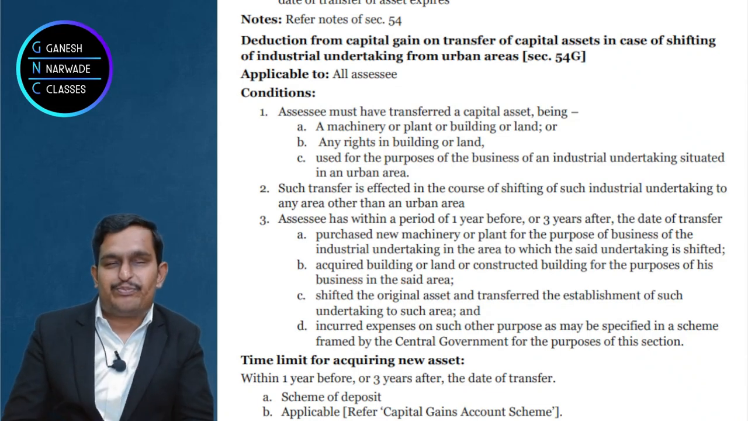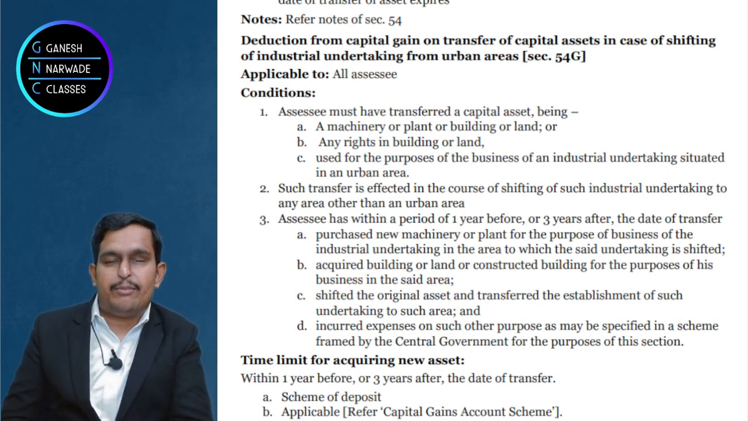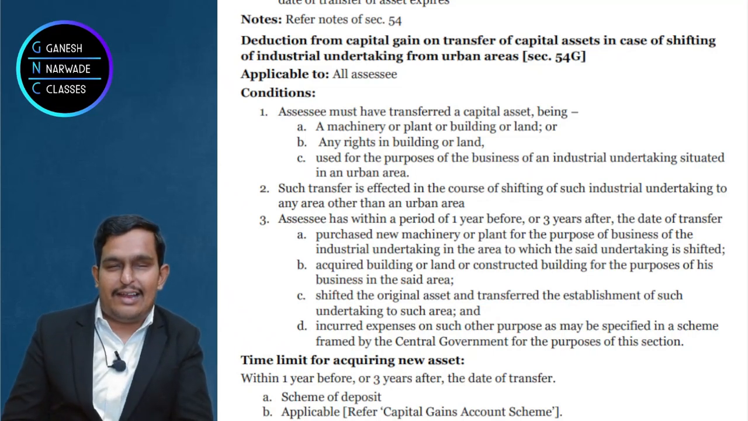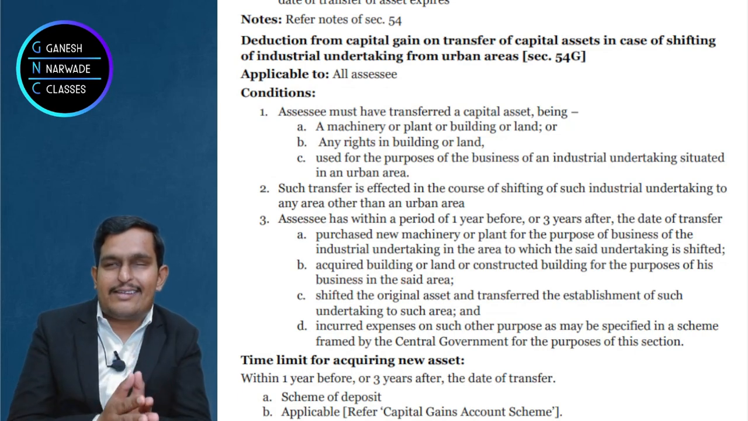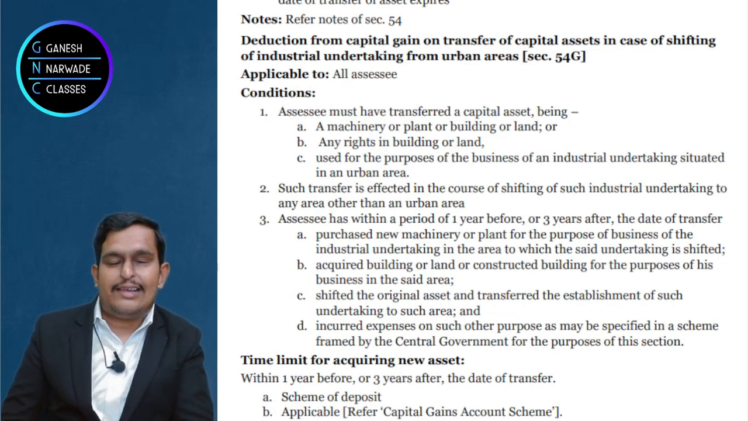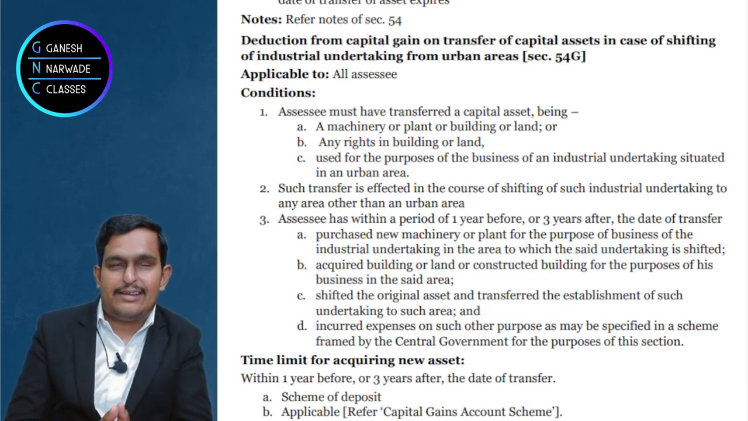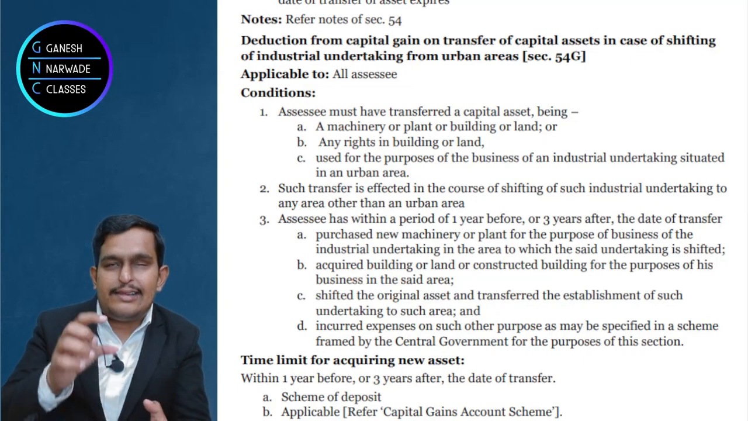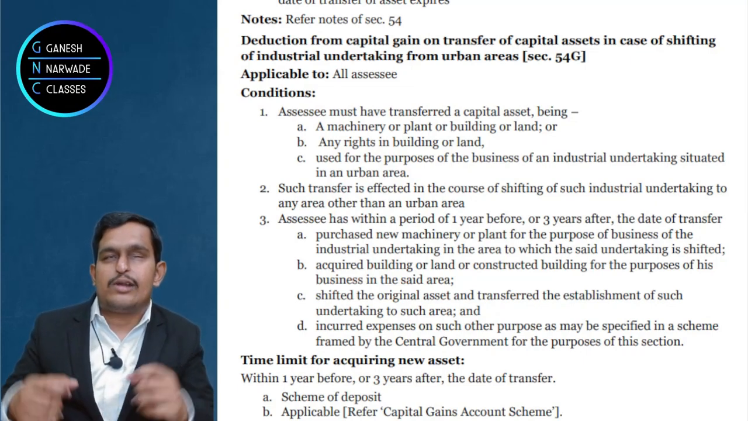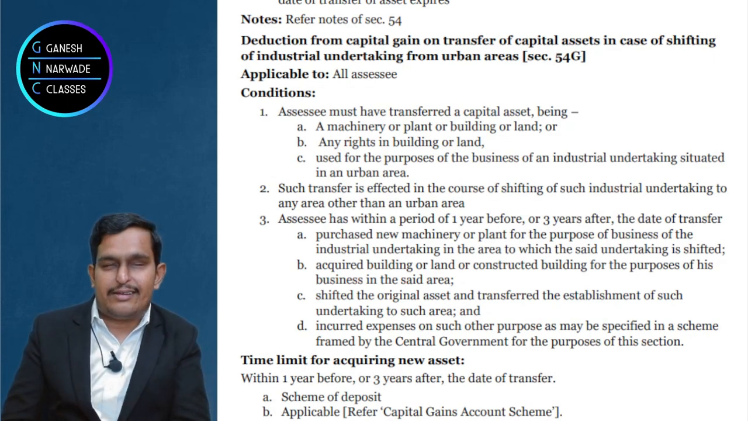Okay, now what should happen? You should sell your machinery and plant. You should sell your land and building, right? Or you should transfer your rights in land and building. For example, lease rights, correct? 90 years lease, 100 years lease. So you have a right in that land and building, and you transfer the lease rights to somebody.